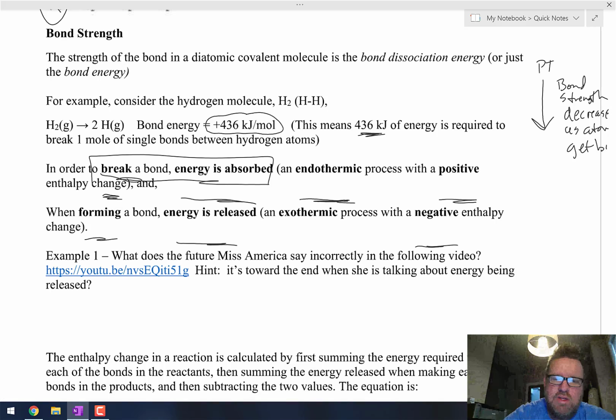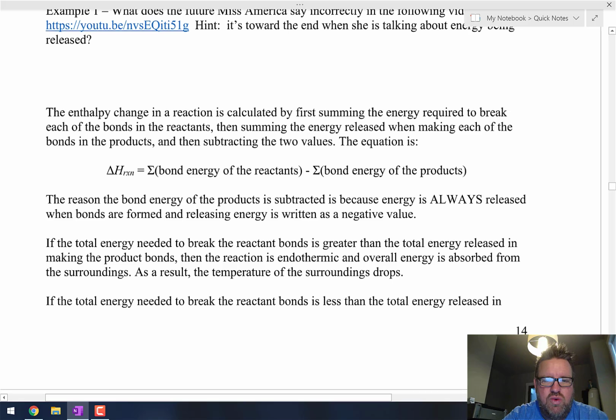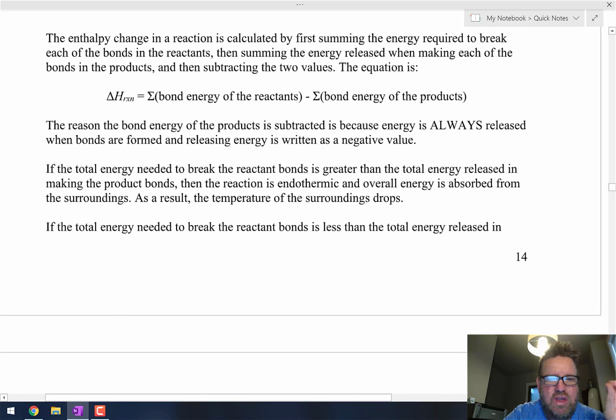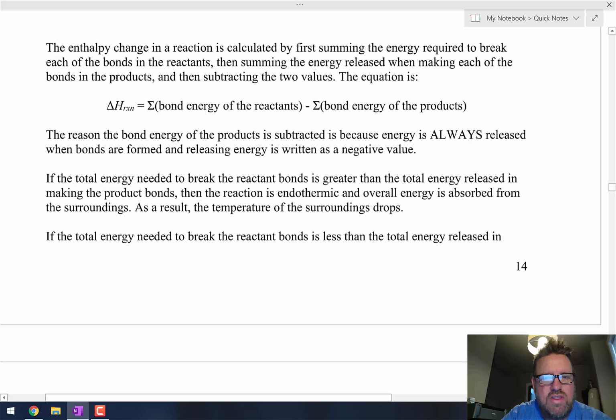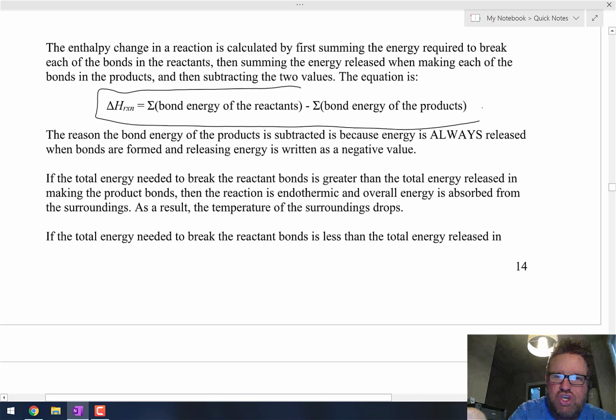Okay, so what you can do is take the chemical equation and look at what bonds are breaking. What's the energy it takes to break all of those reactant bonds? And then you look at the products and ask, what new bonds are forming? And you can put those two together to calculate the enthalpy change for the reaction. So you take the sum, that's what this stands for here, the sum of the bond energy of the reactants minus the sum of the bond energy of the products.